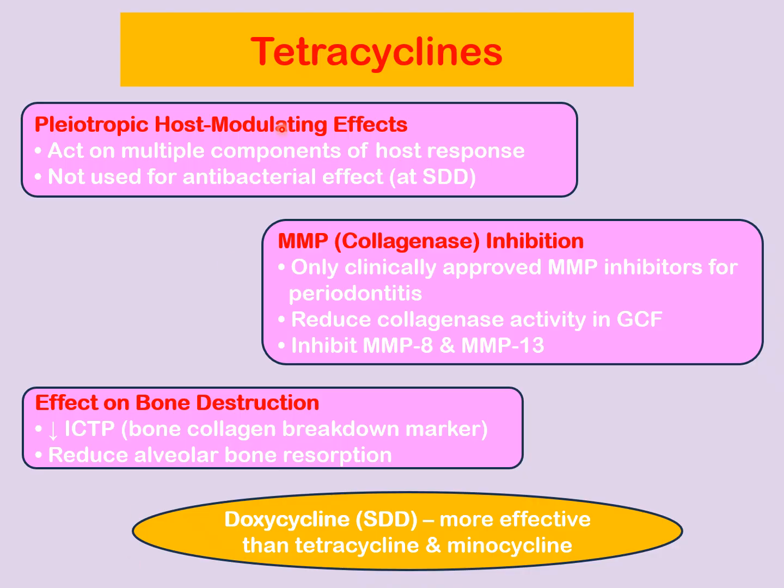So next is tetracyclines. They act on multiple components of the host response. As an HMT agent, they are not used for their antibacterial effect. They are the only clinically approved MMP inhibitors for periodontitis. They reduce the collagenase activity in the GCF and they also inhibit MMP8 and MMP13. Mainly on the bone, they reduce the ICTP and therefore reduce alveolar bone destruction. Doxycycline, the SDD, is more effective compared to the tetracycline and minocycline forms.